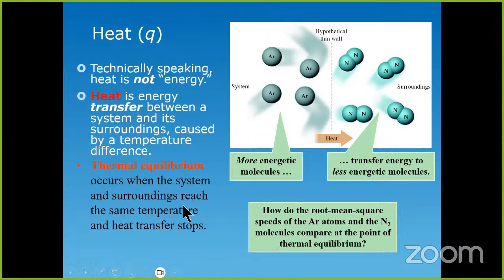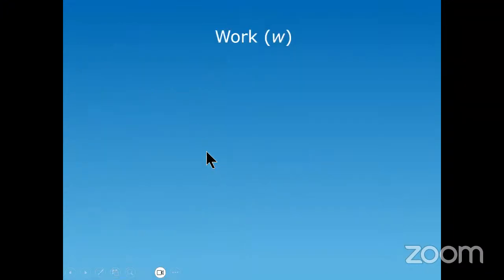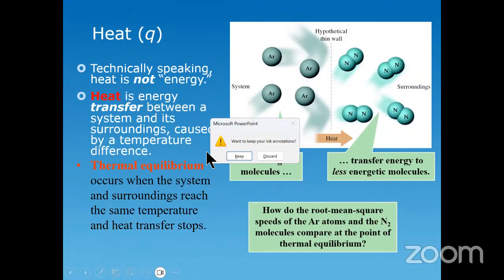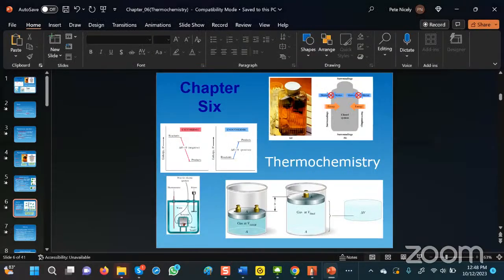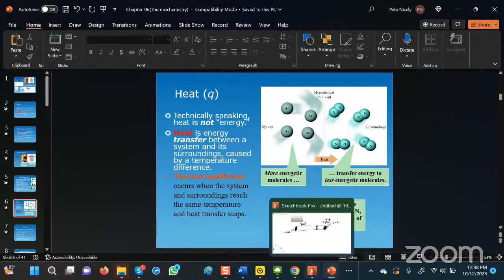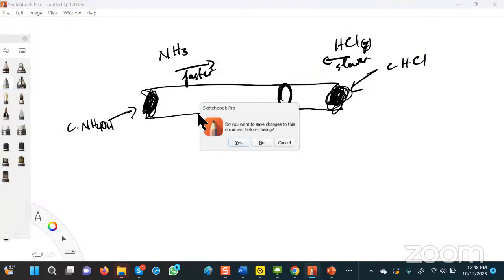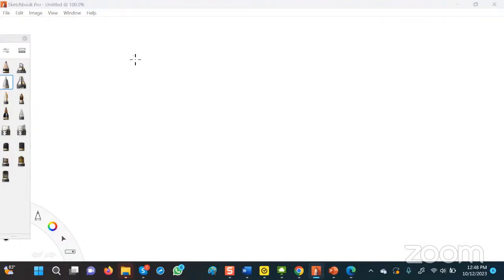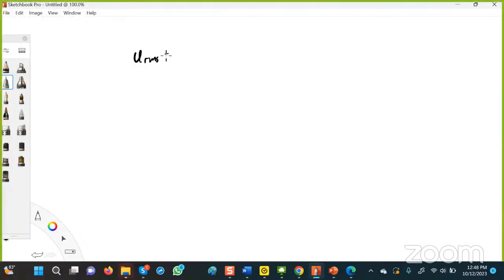So let me get out of this here. Okay, so let me go to here, and let me get rid of this. So just to remind you, the formula for root mean squared speed, as you should recall from chapter 5, is equal to the square root of 3RT over M, all right? So that's the formula for the root mean squared speed, right?